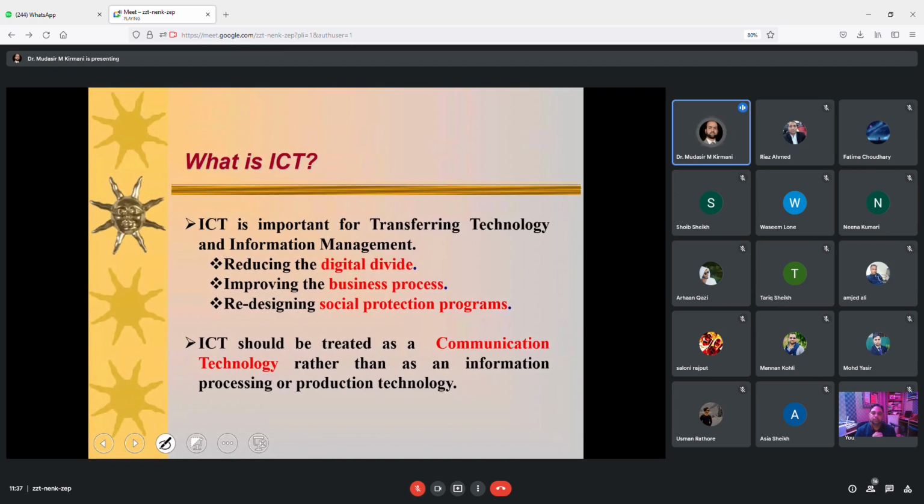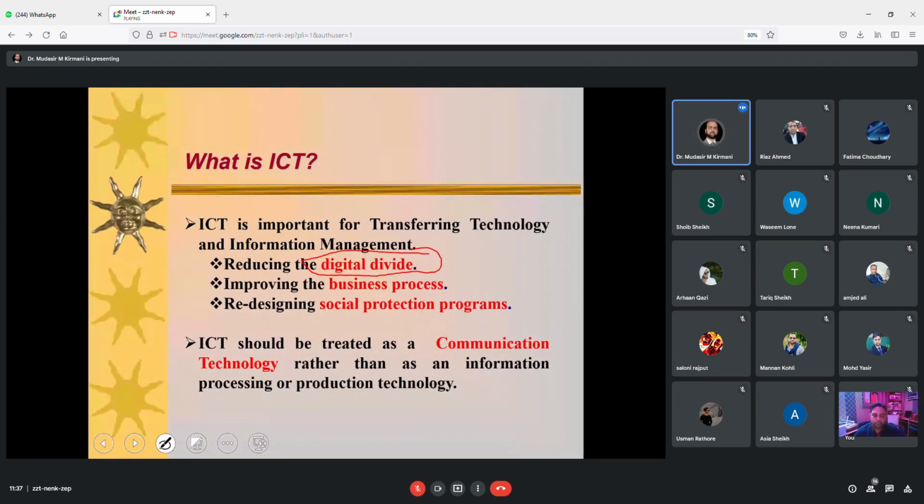Now, as we can see, ICT is all about transferring technology and managing information. I keep on mentioning in my presentations that this particular word is always in red color. So this ICT helps us in reducing the digital divide.